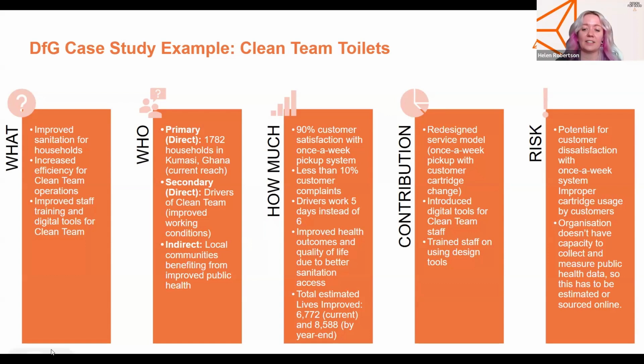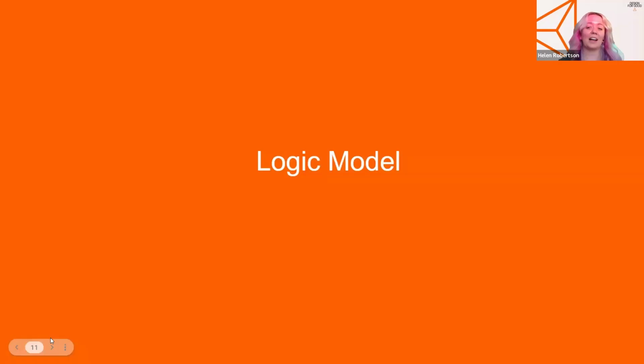So this case study here can help us visualize how we can take those 5 dimensions of impact and apply them to our Design for Good project. So again, I'd encourage you to note down the 5 dimensions of impact and consider how they apply to your own DFG project. For now, though, I will hand you over to Chris, who's going to take you through her logic model.